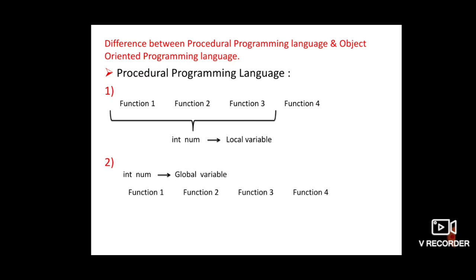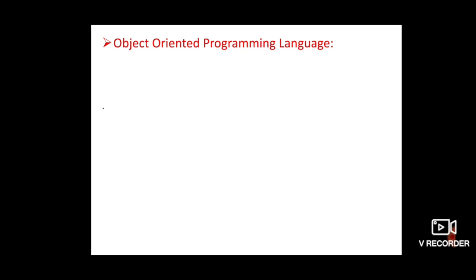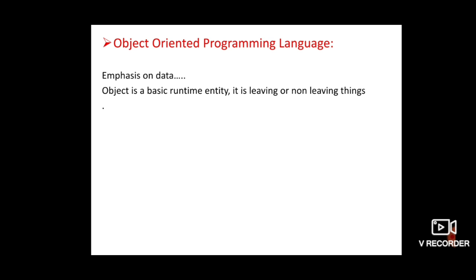Now see, in object oriented programming language, what do you mean by object? In object oriented programming language, programs are divided into objects. Emphasis is on data, divided into objects, not on functions. Emphasis is on data or object.